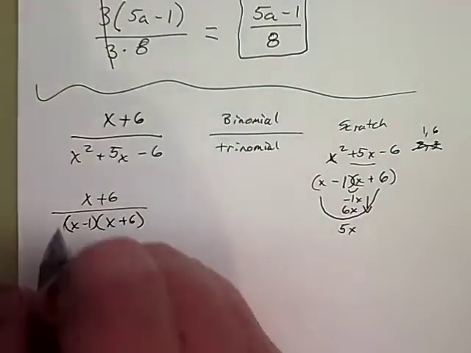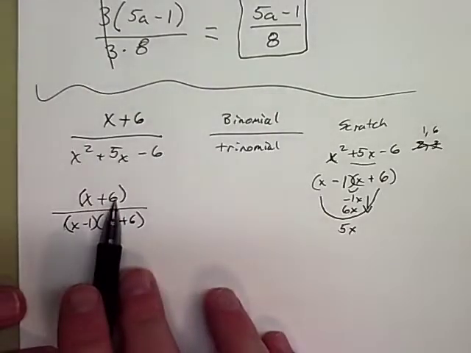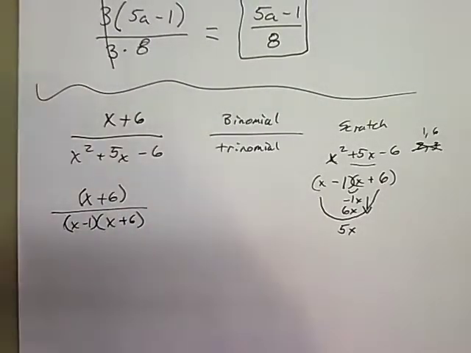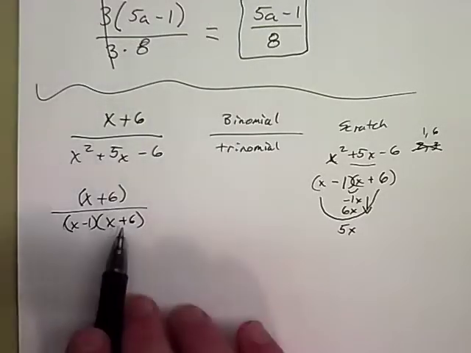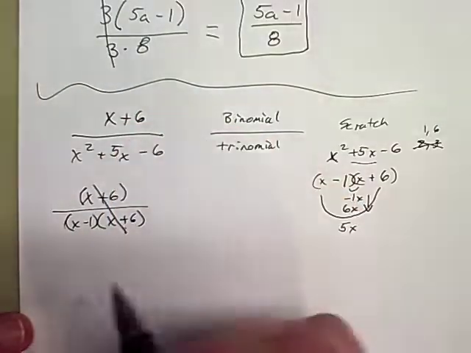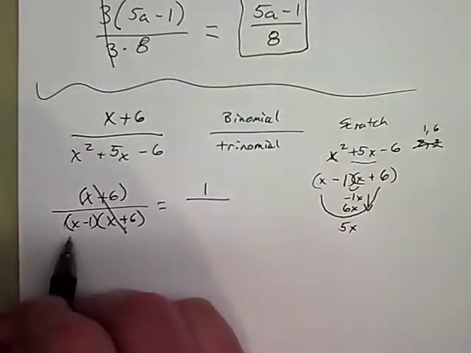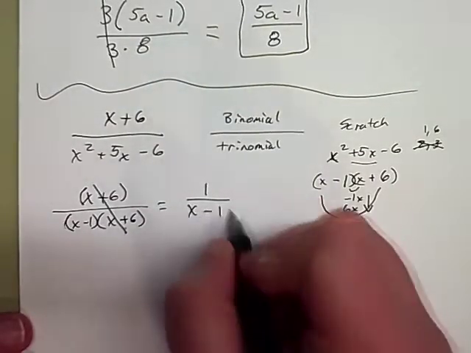And now I need to look. Is there a factor that cancels? Well, here I have x plus 6. Notice I just put those in parentheses to let you know this is a whole entire thing. And then I have an x plus 6 in the denominator as well. These are going to cancel out to 1. And now I'm left with 1 divided by x minus 1.